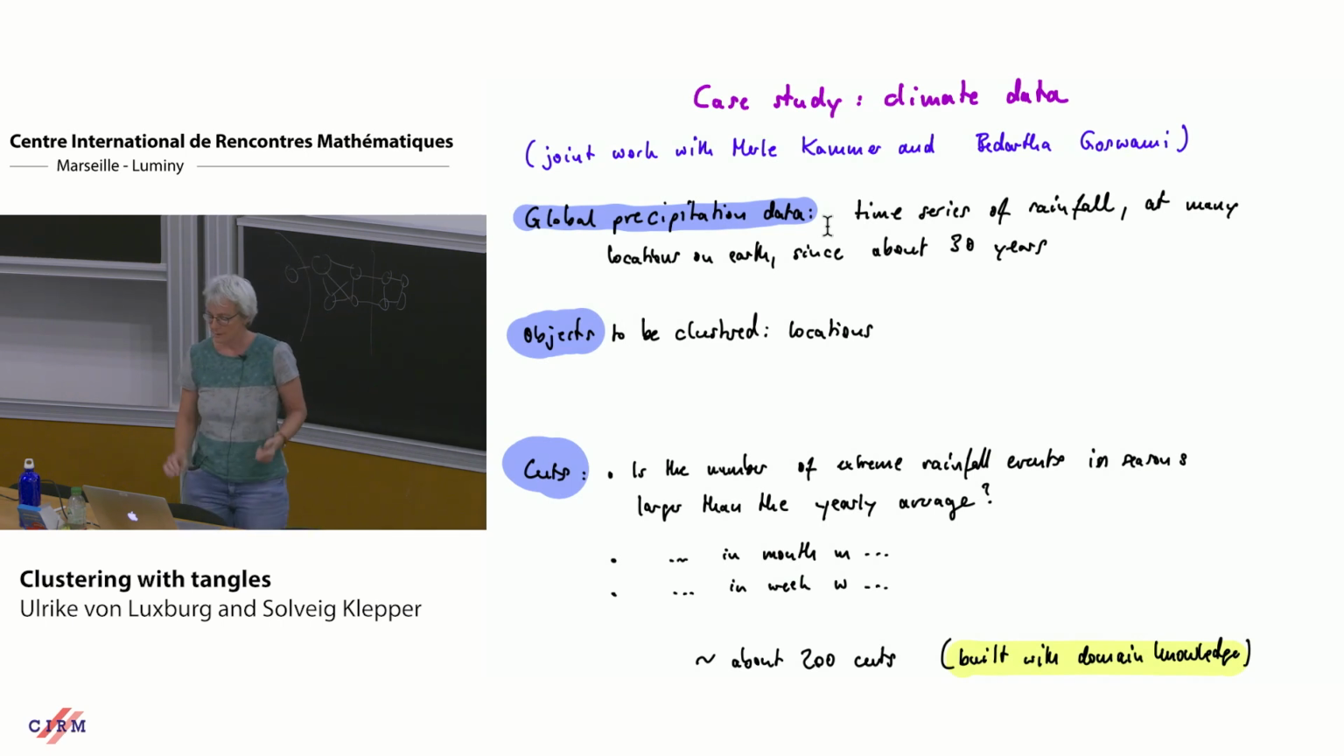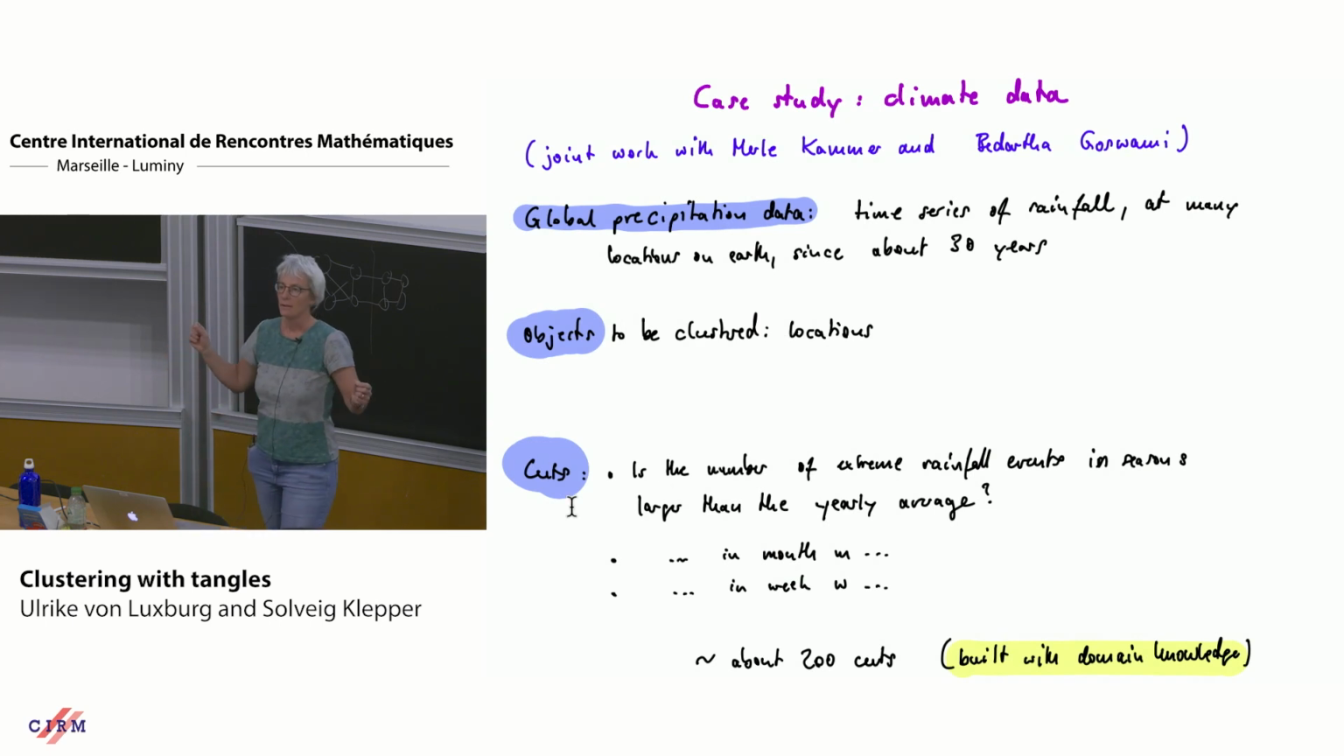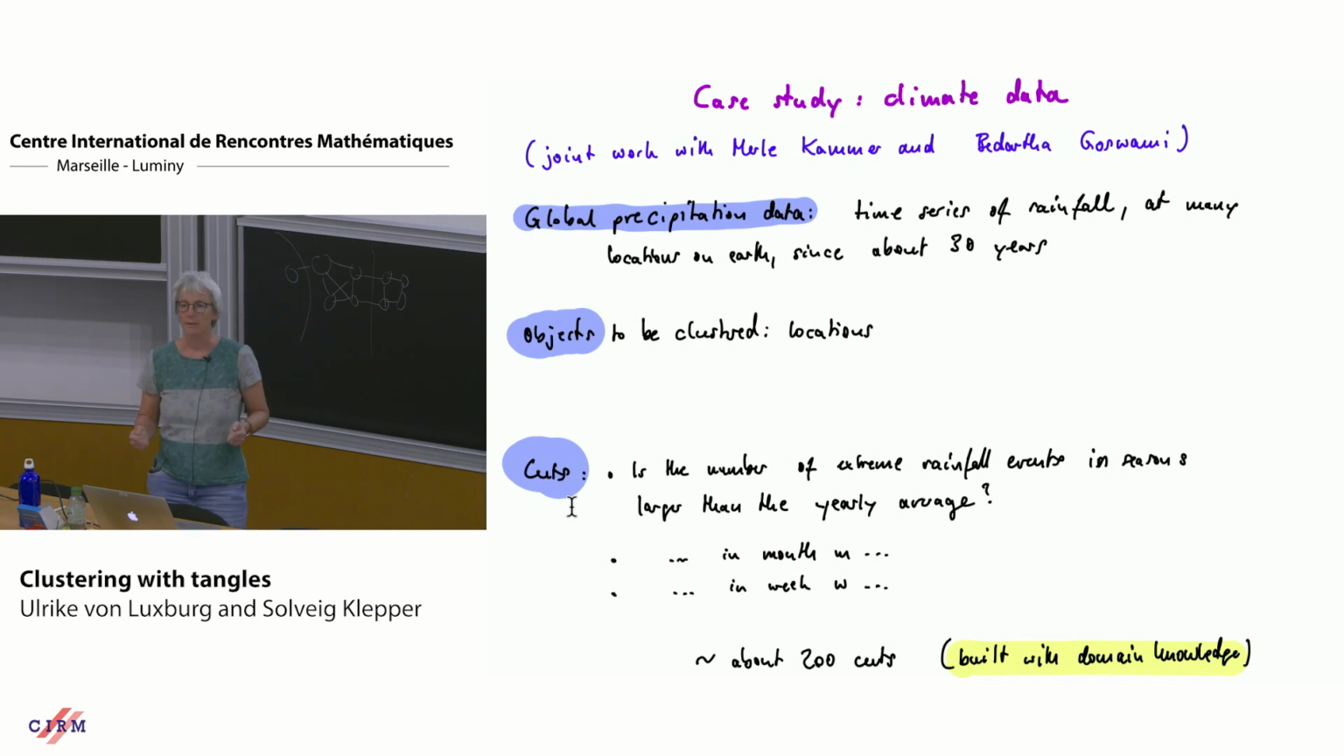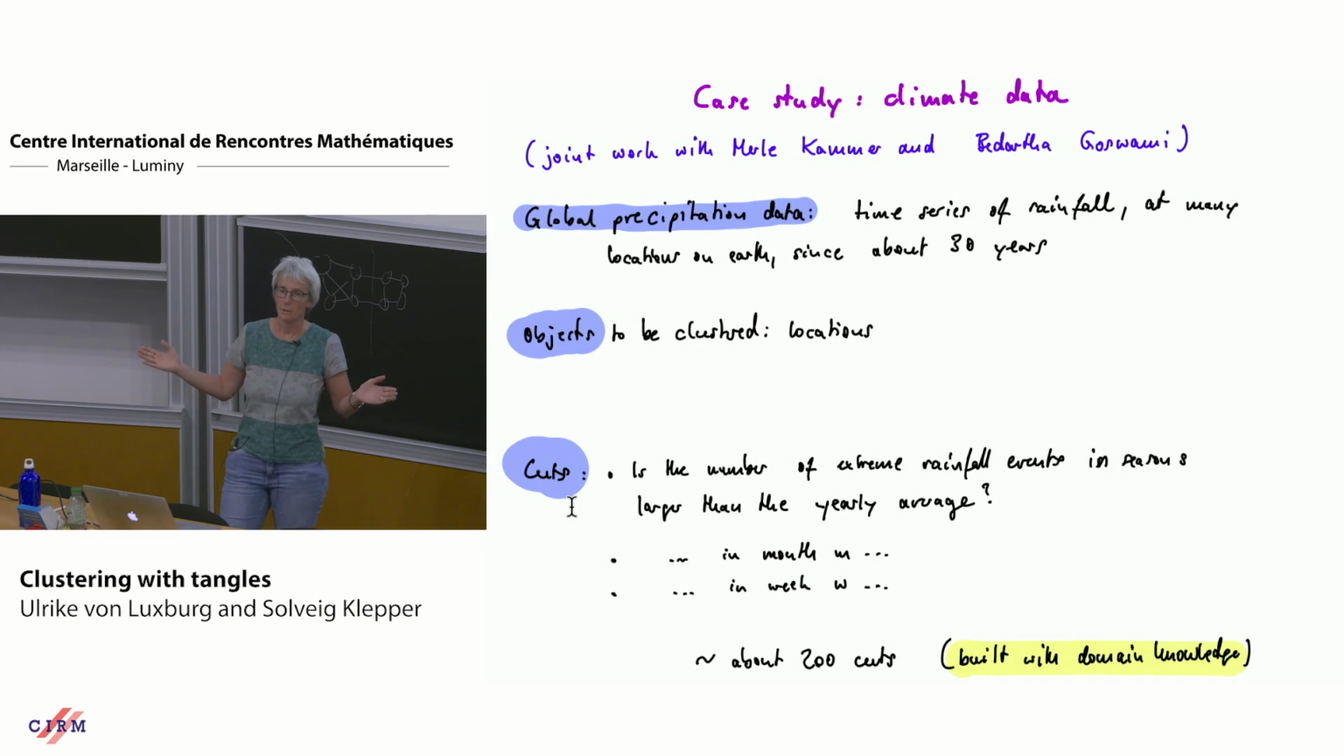Now, how do you do that? The objects are clear, it's the locations on Earth. Now, what are the cuts? The cuts in applications are always the place where you bring in all your prior domain knowledge. In this case, climate scientists know that the interesting thing they need to look for are extreme rainfall events. It means on one day there was a thunderstorm and it rained like 20 times more than on average. These are the things they want to look for.